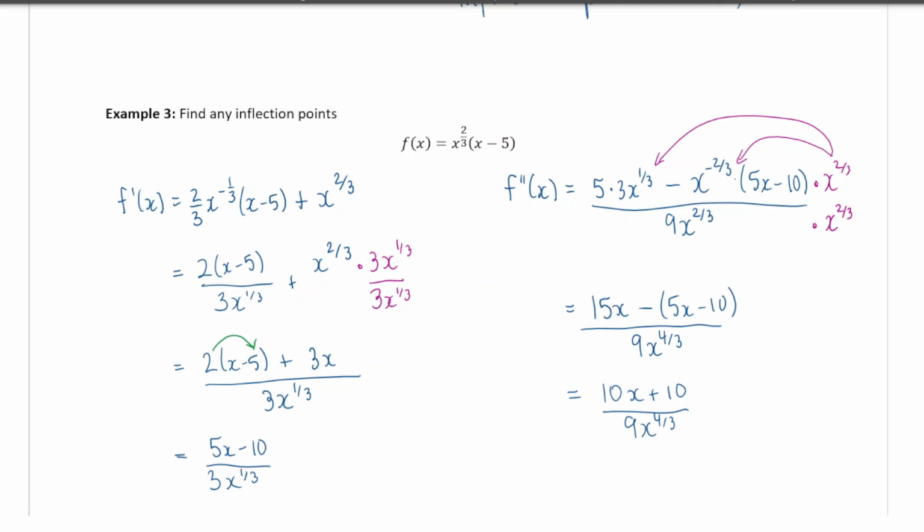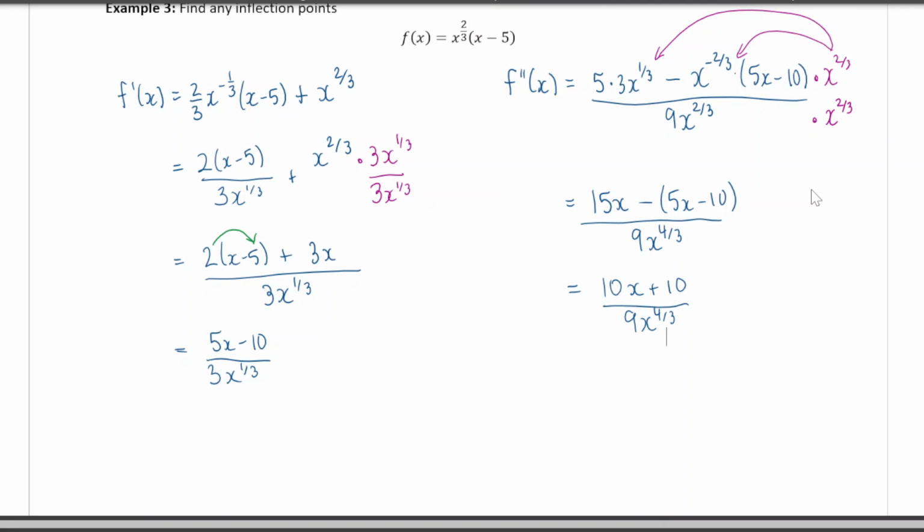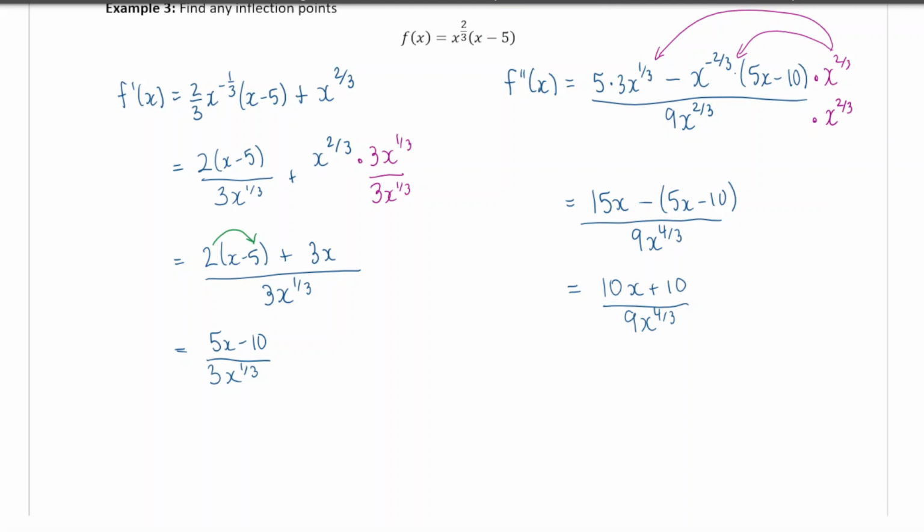So there are two places where I need to look, not for critical numbers, but for my inflection points. So we have possible IPs, inflection points, at x equals -1. That's where the numerator would equal 0, and then the entire second derivative would be 0. Also, if the denominator is 0, it's undefined, and that's also a place where you could have a change in concavity. So we want to check both of those values, and that's where we do our test.